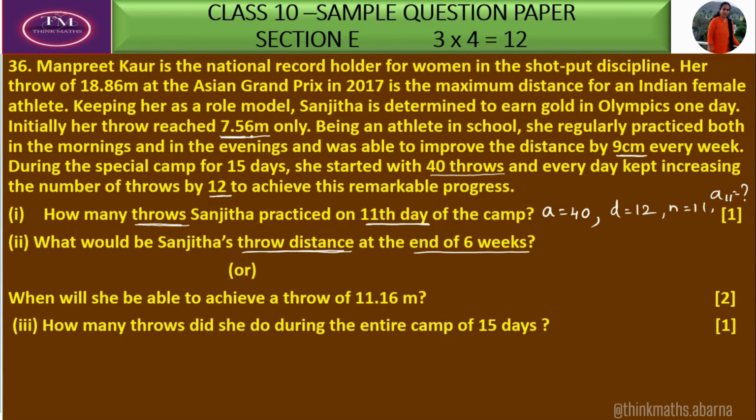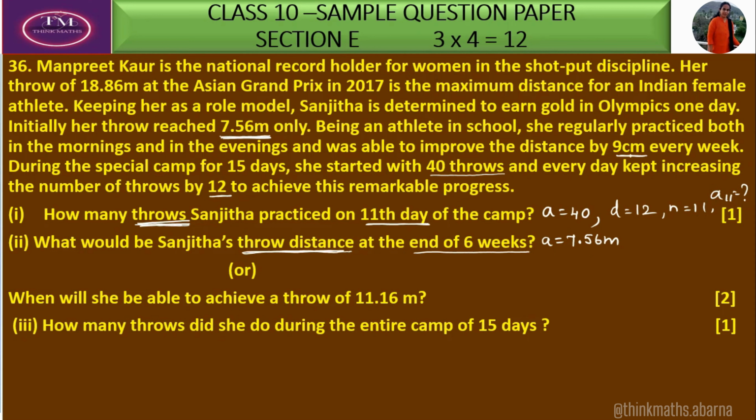So where is the distance? Initially, she was able to throw at 7.56 meters. So for this problem, A is equal to 7.56 meters because it is about the distance. First is about only the throws. So throw distance initially 7.56 meter.